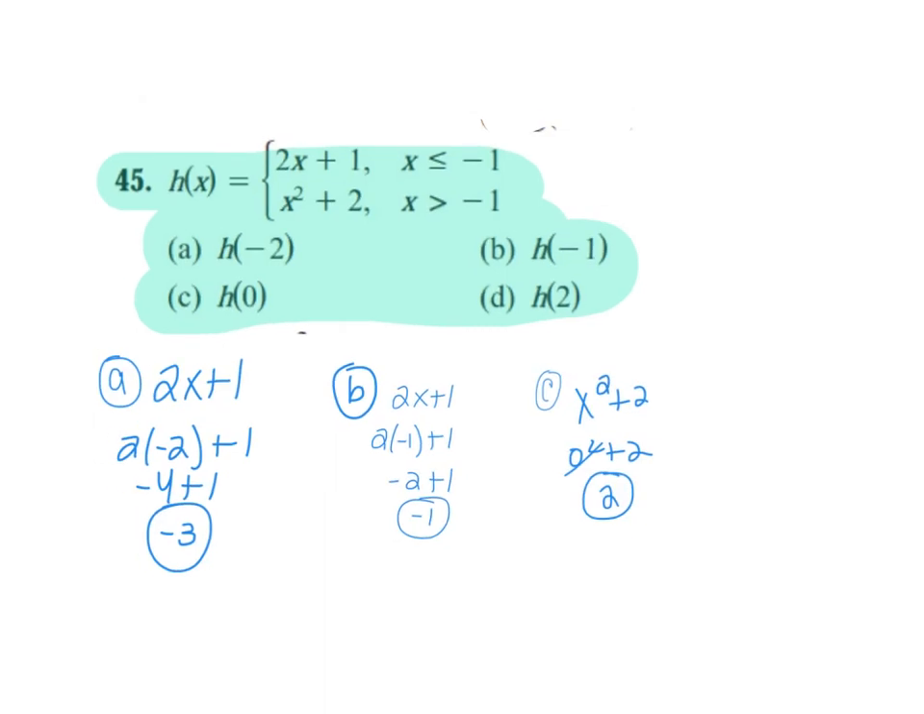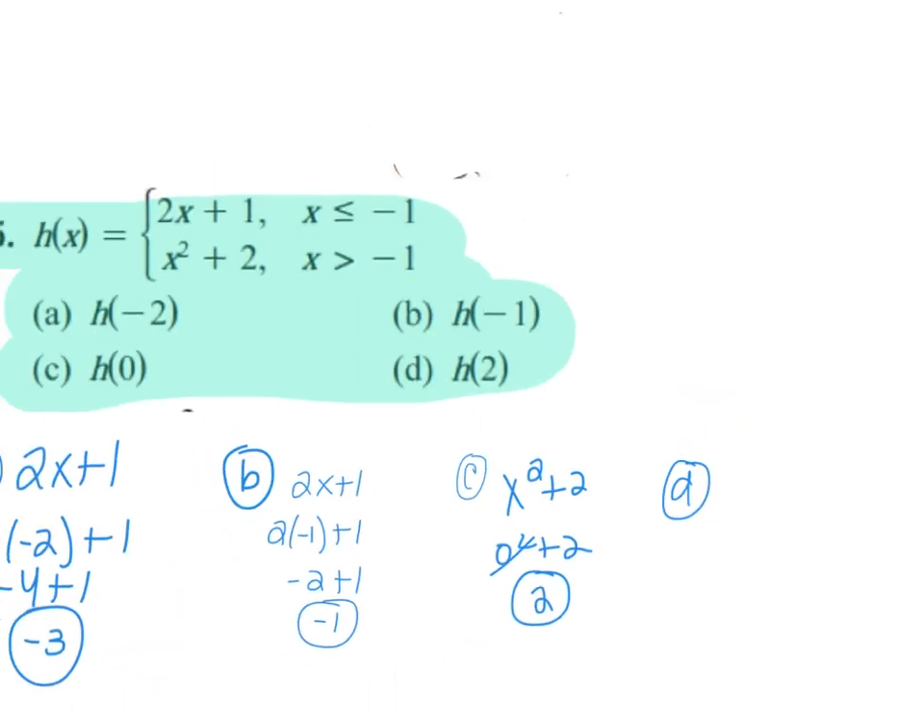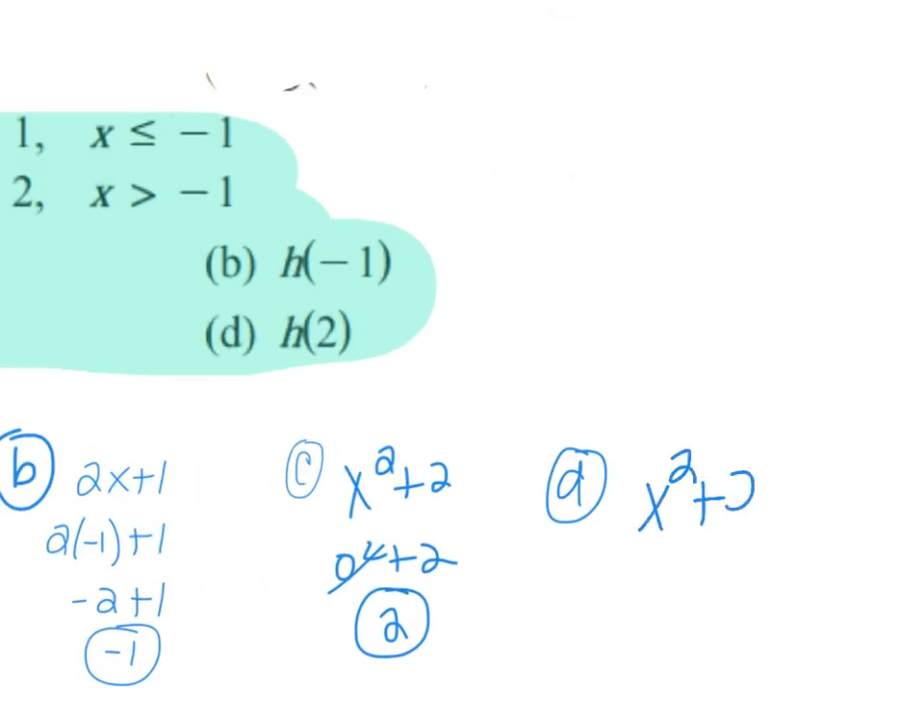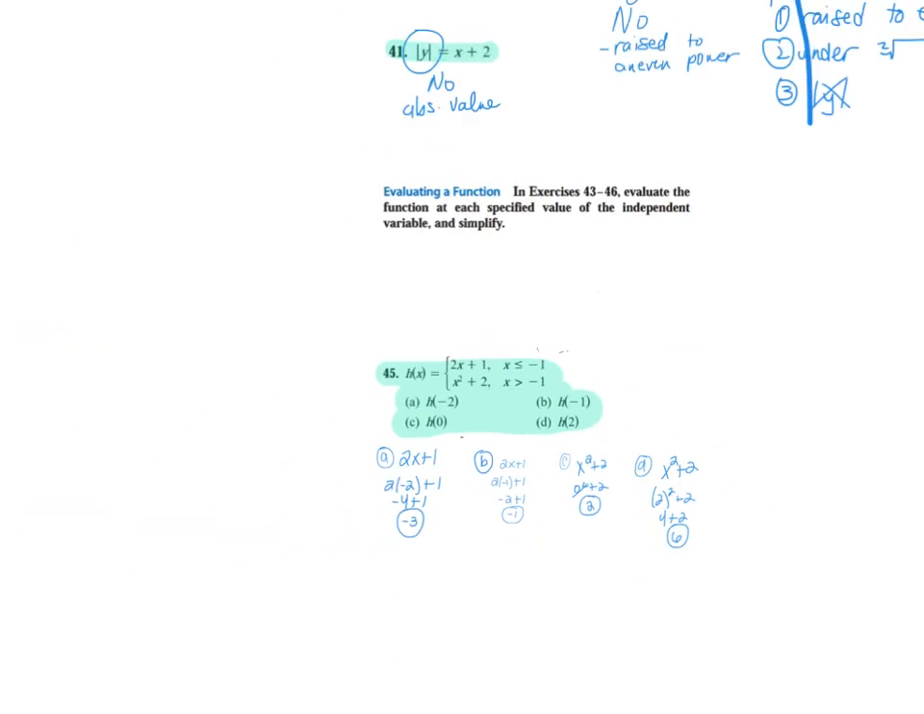And then the last one, I'm going to evaluate where x or h is 2. So, guys, is 2 less than or equal to negative 1, or is 2 greater than negative 1? Greater than negative 1. So I'm going to use the x squared plus 2. So I have 2 squared plus 2. 2 squared is? 4. And 4 plus 2 is? 6. Good. You guys with me?